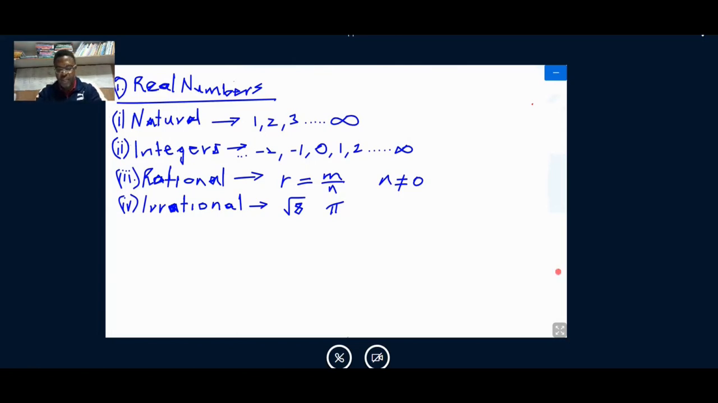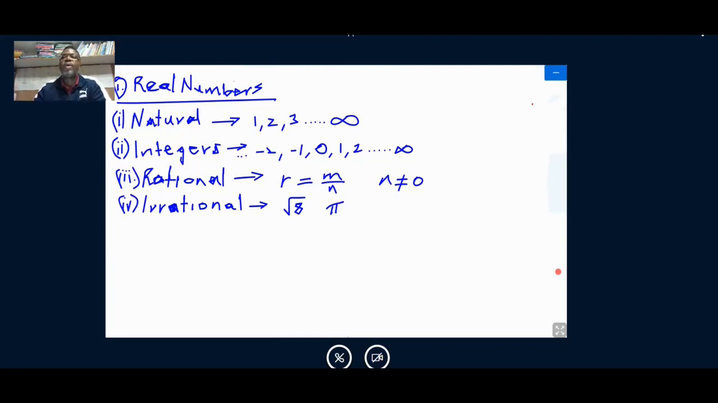Right, here's my screen. We said we were learning about real numbers. Under real numbers, we spoke about 4 types. One was a natural number. We said a natural number starts from 1 to infinity. That must be in your head. You must know it off by heart.